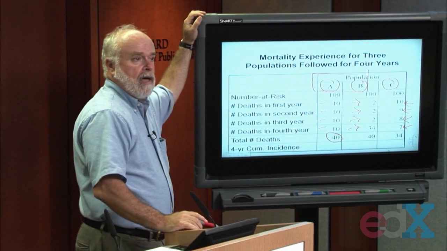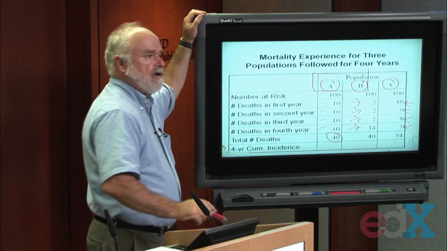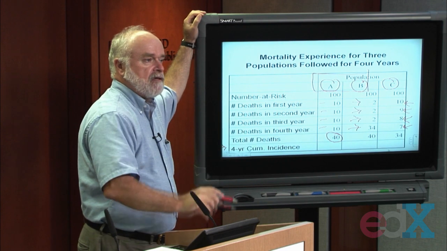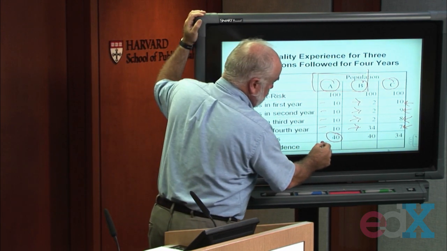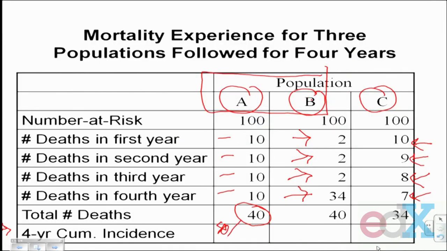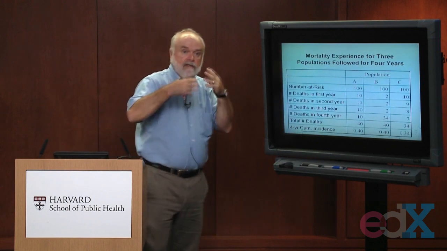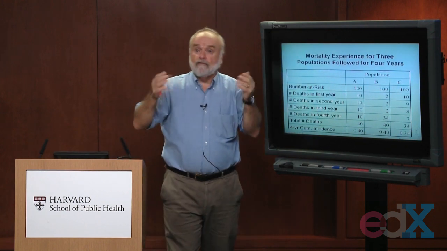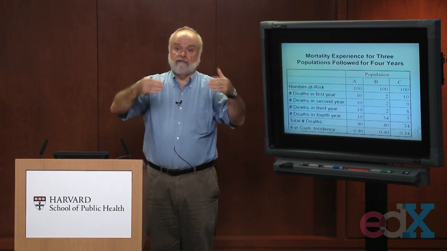And I ask them why, because what's the 4-year cumulative incidence? What's your risk of developing this outcome during 4 years of follow-up? For population A, it's going to be 40 divided by 100. For population B, it's going to be 40 divided by 100. So no matter whether you're in population A or population B, your risk of getting this disease is 40% in the next 4 years.